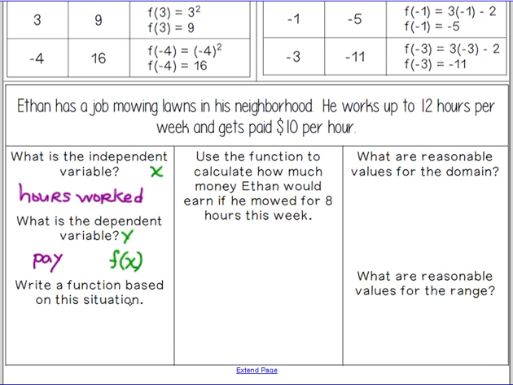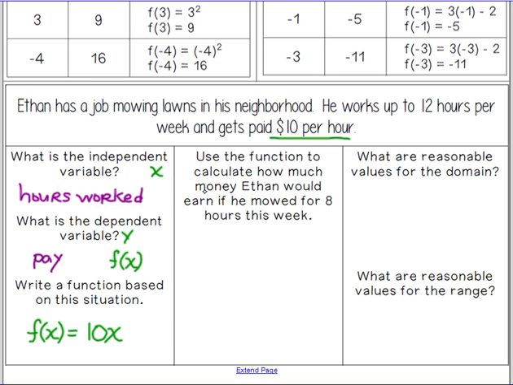So if we are writing a function based on this situation, it says that he works up to 12 hours per week and gets paid $10 per hour. So if our pay is our f of x, our pay is equal to however many hours he worked and the amount that he gets paid per hour. So if he gets paid $10 per hour, we can write this as f of x equals 10x.